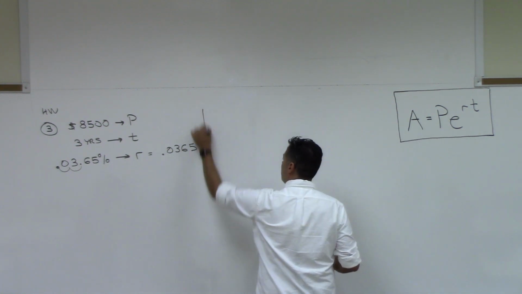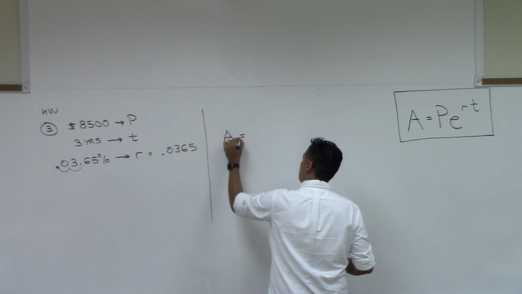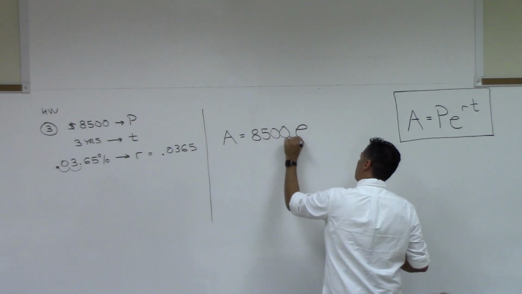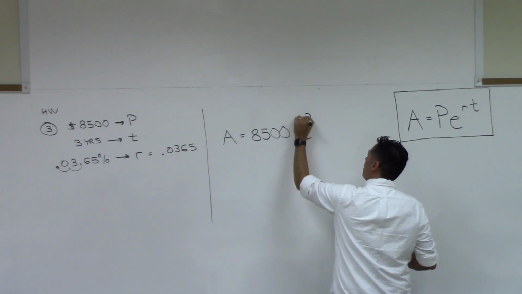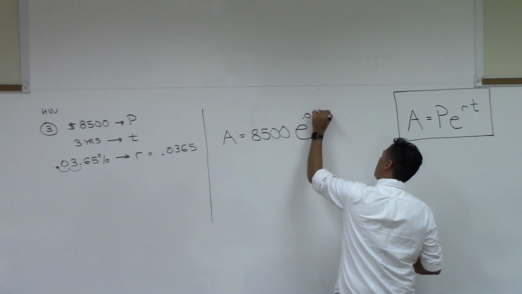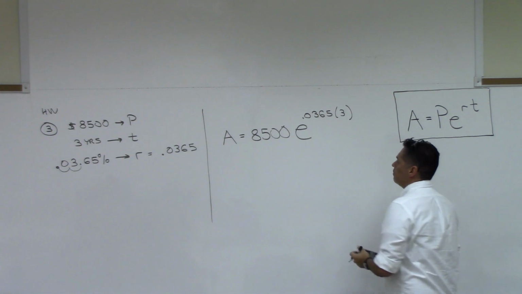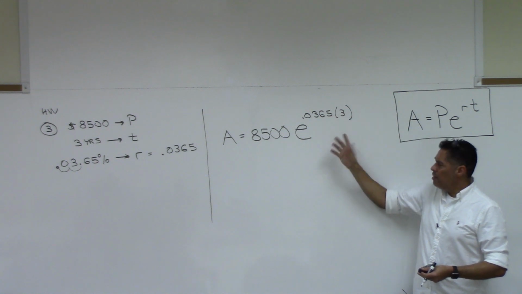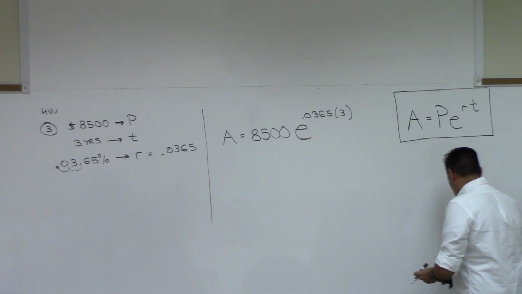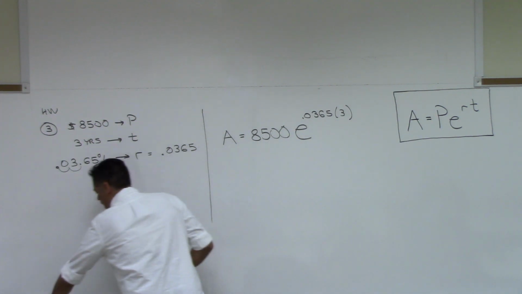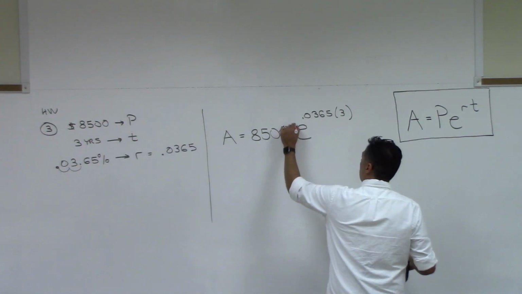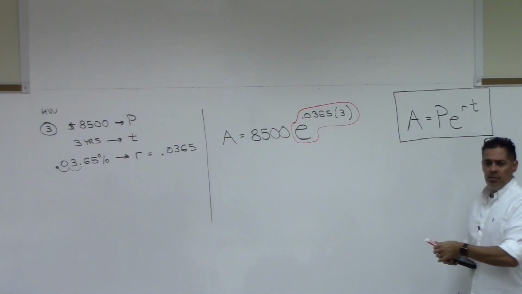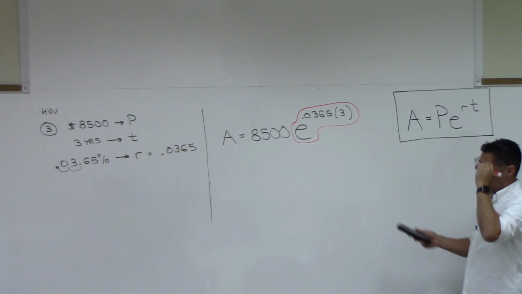The amount that we should have should be the principal amount, the starting amount, 8,500, and then E raised to the r times t, which is 0.0365 times 3. And what you should do first is this. Figure out what this number is. Or you could use your calculator to do all of this at one time. Kind of depends on how comfortable you are with your calculator. But you need to do that before you do anything with the 8,500.